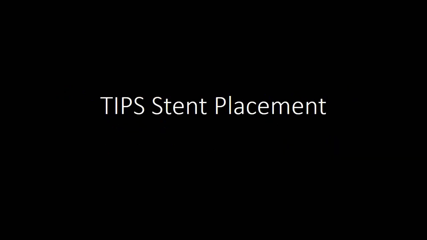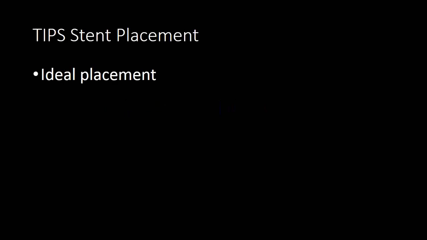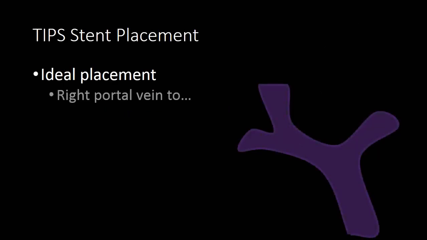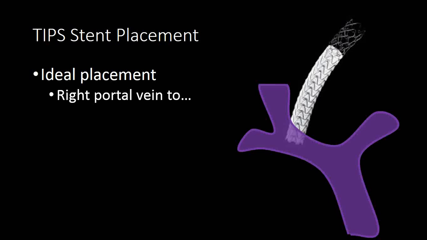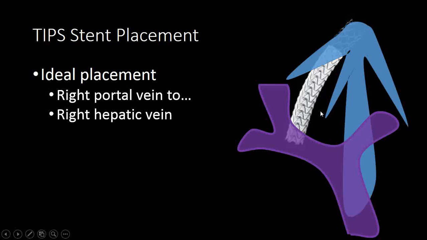Now let's talk about TIPS stent placement and how that placement affects where problems occur and where we need to focus our ultrasound studies within the TIPS stent. So, ideal placement. We're going to start in the right portal vein. We're going to put the TIPS stent through the liver parenchyma. Notice that the TIPS stent has this covered portion and then this uncovered bare metal portion. So it goes from the right portal vein typically into the right hepatic vein.